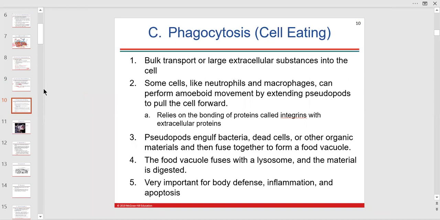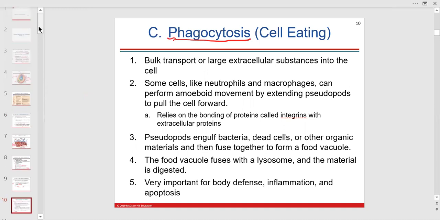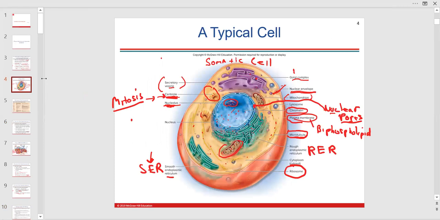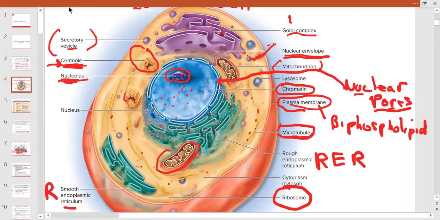Okay, phagocytosis. This is a real cool immune thing now. This is another important thing. So remember those little vesicles? Let's go back to that picture. It was kind of showing it. It made me think of phagocytosis, like right up top here.